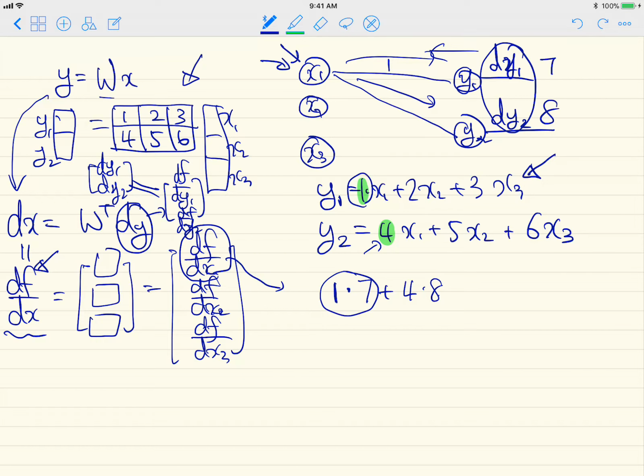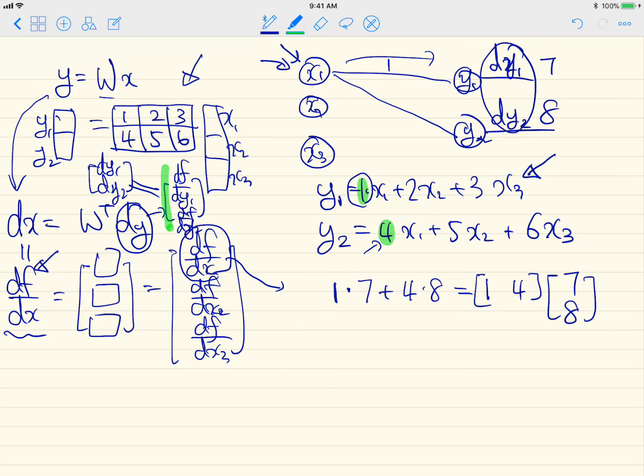So far everything is clear, right? Okay, and then let's just rewrite it into a vector form, like 1 and 4 and 7 and 8, because we are using this column vector representation of dy1 and dy2 as this vector, because this one is dy. Okay, right? So we can represent it that way.